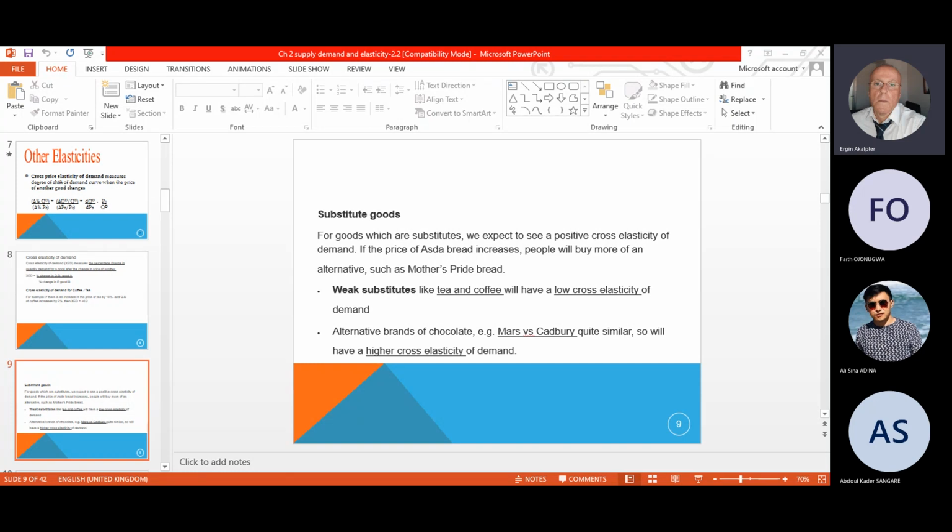If it is tea and coffee or some other kind of product which cannot be substituted easily, then the cross price elasticity is low. Complement goods, such as CD and CD player, are goods which are used together. Therefore, the cross price elasticity of demand is negative. If the price of one goes up, you will buy less of both goods.